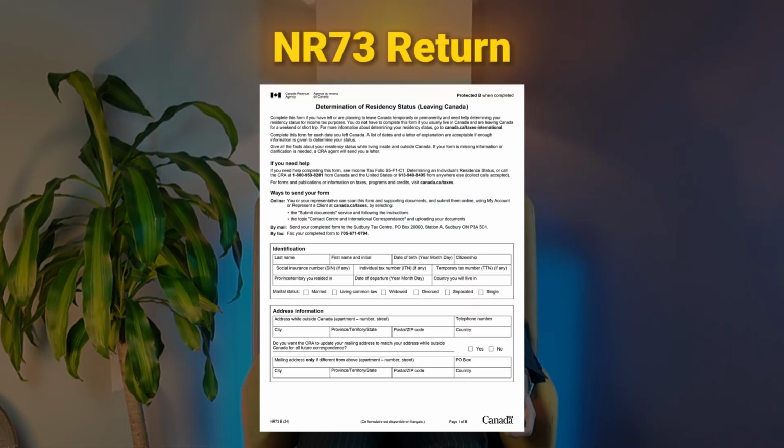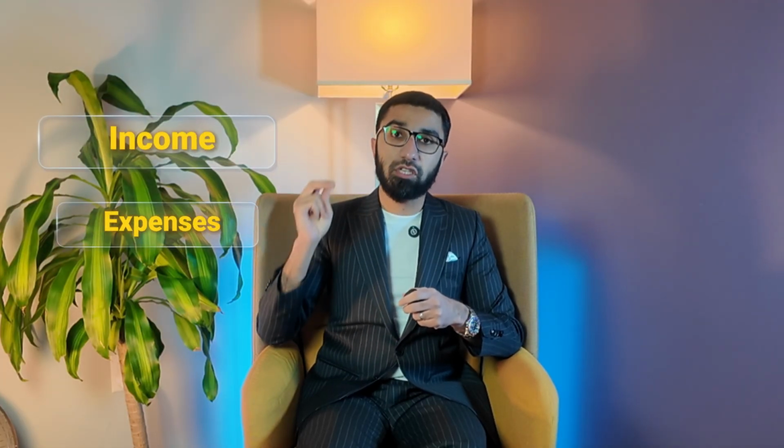This election is called an NR73 return, and it needs to be filed before you receive your first month's rent for that year. So let's say you're moving in August of the year, it needs to be filed before you get your August rent. Or if it's a new year, then before January 1, so rent is due to you. The form asks you to list your best estimate of your income and your expenses for the upcoming months, and once it's been submitted, you're only required to pay tax on 25% of the profit.